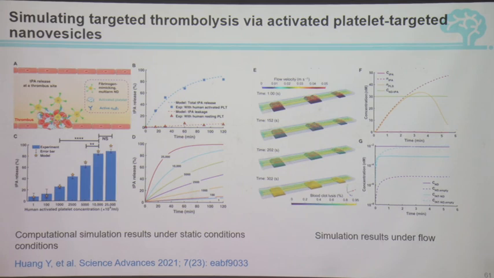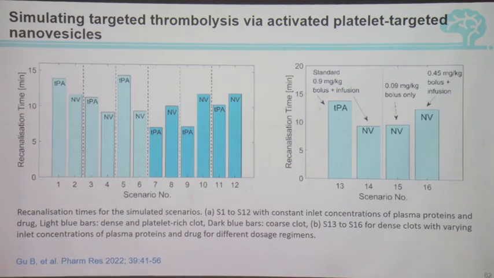So we have to decide whether it is a fine fibrin clot or a coarse fibrin clot, because the lysis rate can be very different. But nevertheless, we were able to qualitatively reproduce the experimental findings with this nanoparticle delivery. And then we extended this work to simulate different scenarios using this nanoparticle targeted delivery.